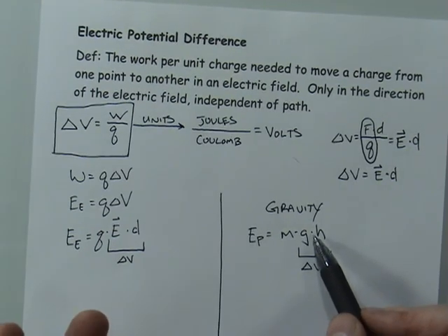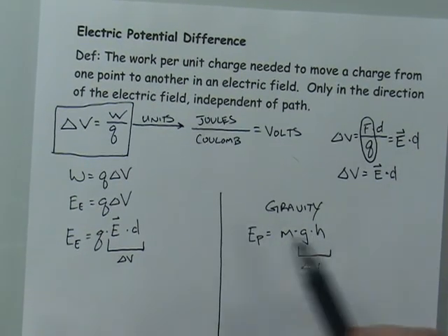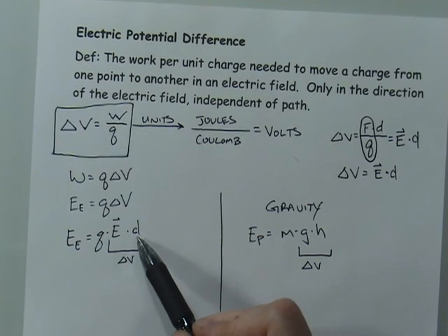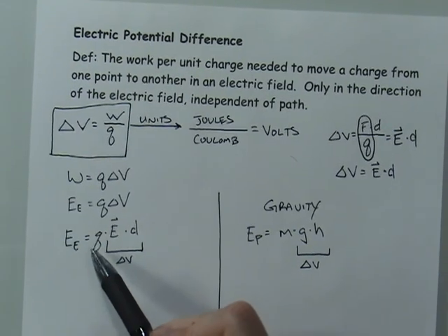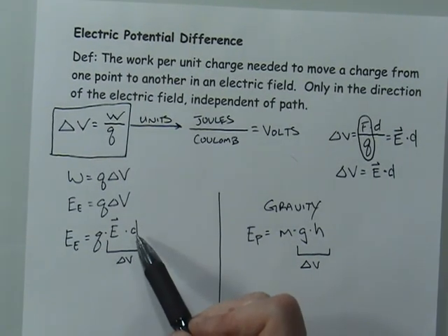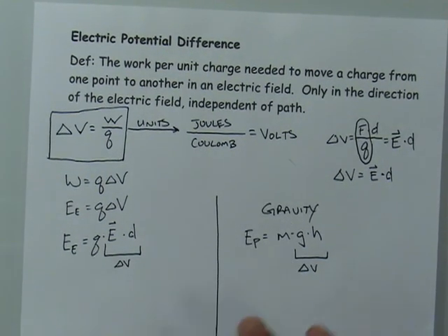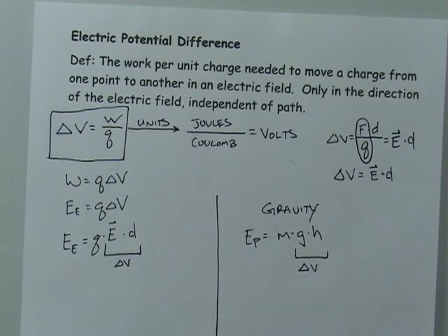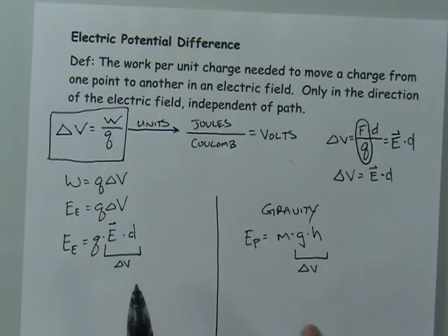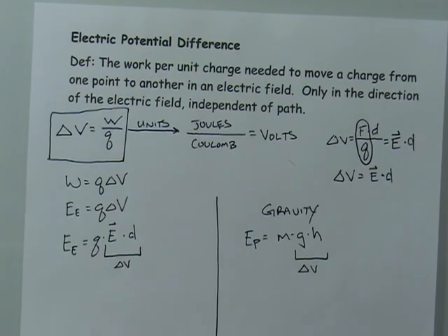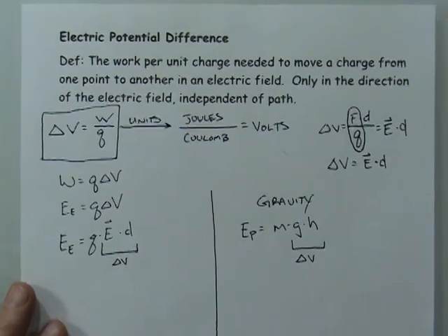times H is what's going to determine how much energy this mass is able to get, just like E times D is going to determine how much energy this charge is able to get. How far it moves and how strong the field is are going to determine how much energy that particle is either going to gain or can give up if it was, for example, converted into some other kind of energy. And we'll look at that in just a moment. So let's continue forward with this.